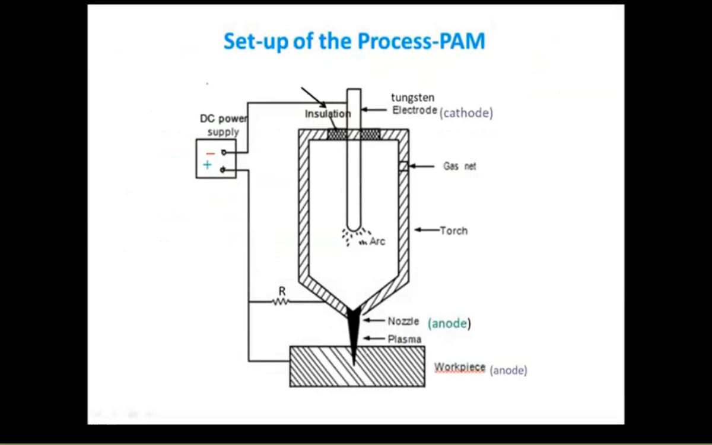So first we'll go for the plasma cutting torch. It carries a tungsten electrode which will act as a cathode which is fitted in a small chamber there. And at the other end of this torch, a small converging orifice is there, which is called the nozzle, which will act as an anode there. Here the nozzle and the workpiece both will act as the anode.